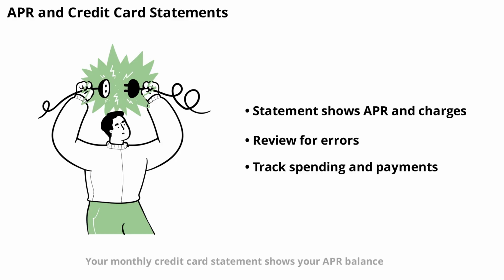Your monthly credit card statement shows your APR, balance, minimum payment, and interest charges. Reviewing your statement helps you track your spending, payments, and interest costs. Always check your statement for errors and contact your issuer if you have questions.